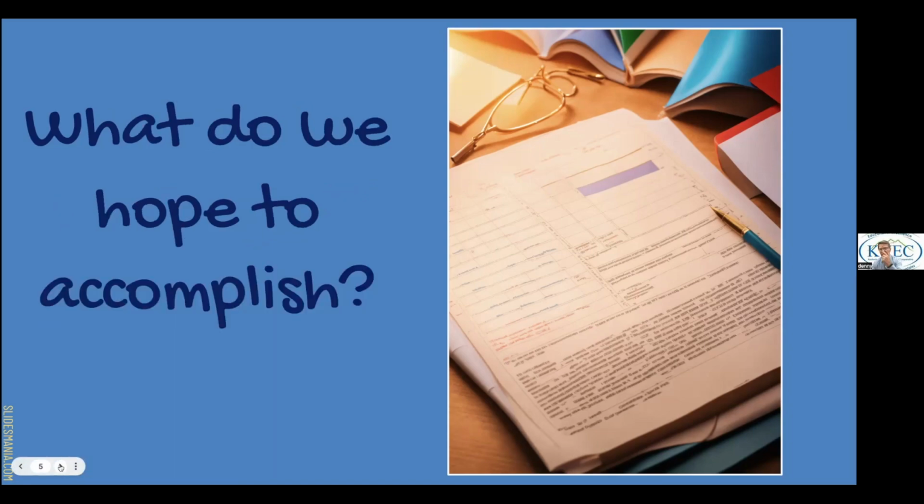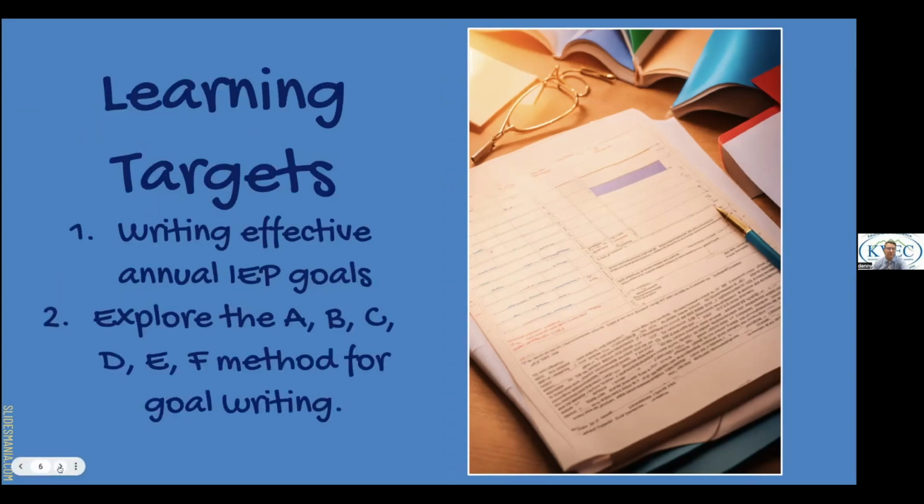What do we hope to accomplish today? What are our goals for today? We're hoping to have a conversation, but we also want to focus on our learning targets. Our learning targets today are to write effective annual IEP goals and to explore the ABCDEF method for goal writing, which is what is in the IEP guidance document we just referred to. So we have a system in place, documented in the guidance document. You can read about that on your own, but we're going to dive in and look at some particulars around this subject.